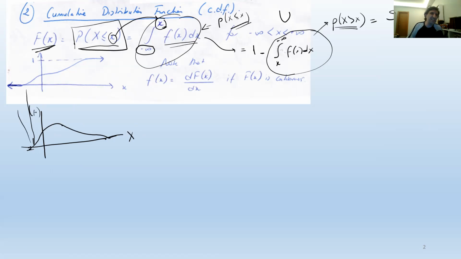Actually, this is not a very good representation. I think it should be something like this. Here it seems to be like that, and there seems to be another increase here, and maybe then a decrease. Yeah, I think this is a better function whose integral corresponds to this.